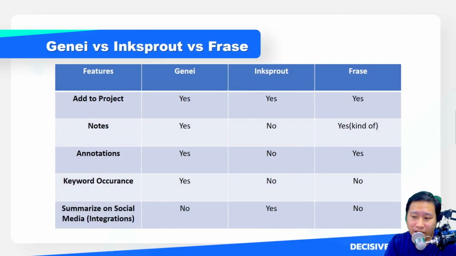So let's dive in. I have done a very simple table here. This might not cover every single feature out there, but I'm mainly comparing the article summarizer function. We've got Genei, Inksprout, and Frase right here. Genei has an add to project feature, same for Inksprout and Frase.